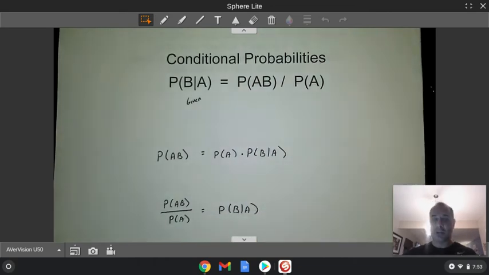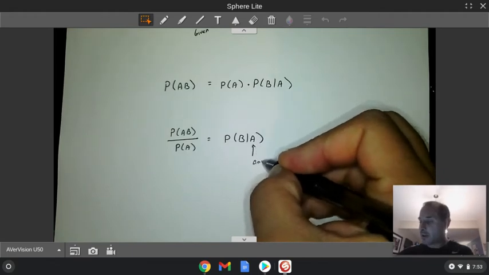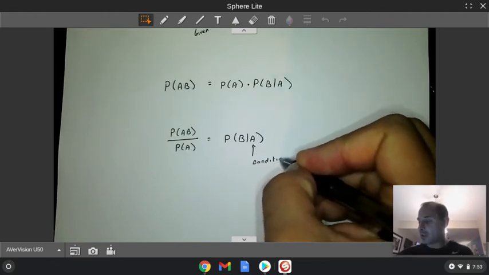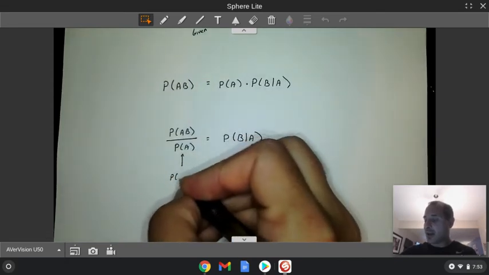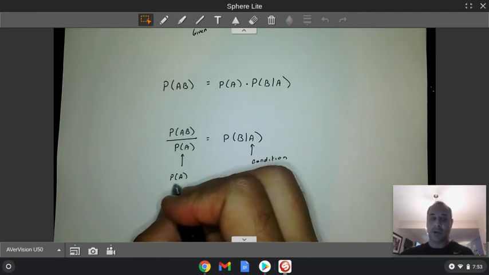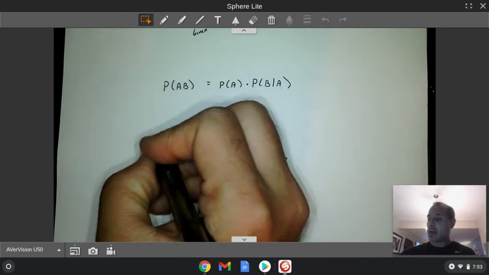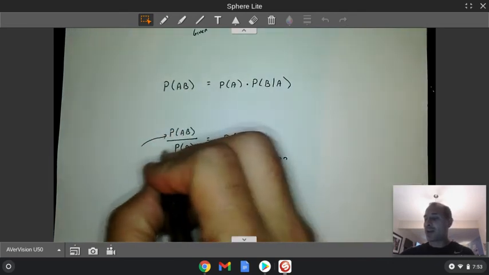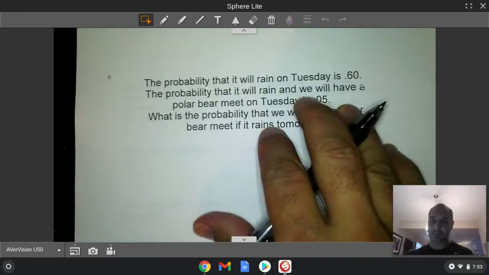Now you'll notice that this is my condition. Event A is my condition, and it's no coincidence that the probability of A is my denominator. So the condition is my total. Out of all of those events, this is my denominator, and then this is my numerator, when A and B both occur. Okay, so how can we use that?